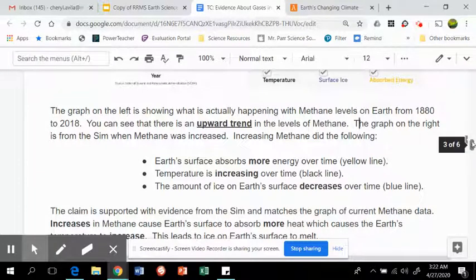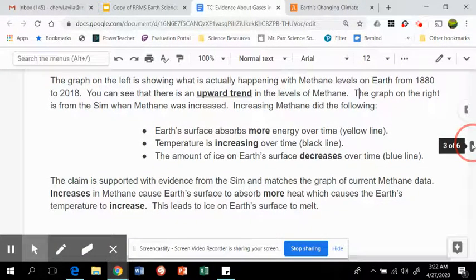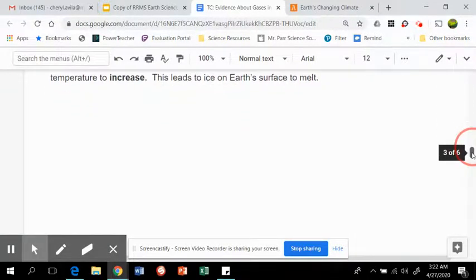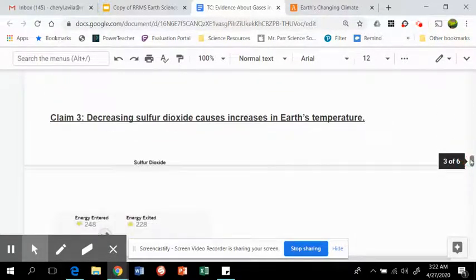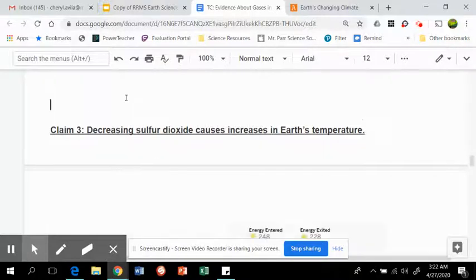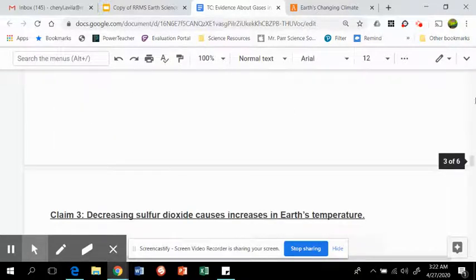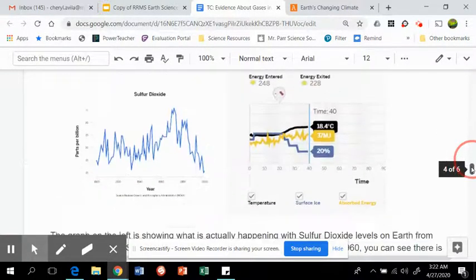The ice is melting. The claim is supported with evidence from the sim and matches the graph of current methane data. Increases in methane cause Earth's surface to absorb more heat, which causes the Earth's temperature to increase. This leads to ice on Earth's surface to melt. So claim 2 is supported. Claim 3, decreasing sulfur dioxide causes increases in Earth's temperature.